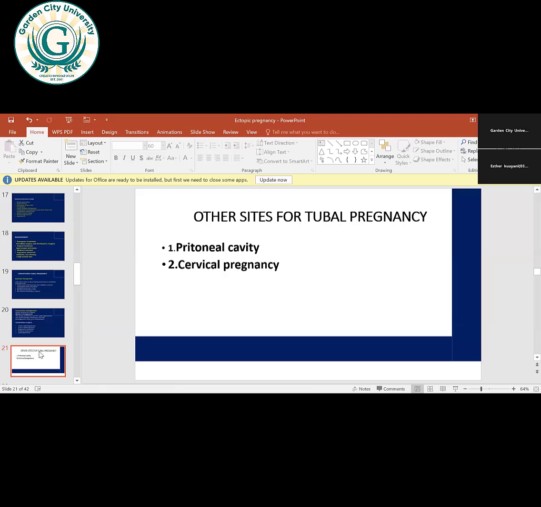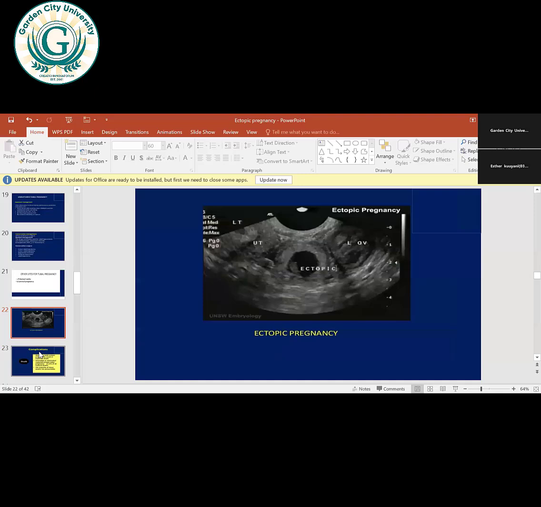Other sites for tubal pregnancy: peritoneal cavity, cervical pregnancy. And this is the ectopic pregnancy we are talking about.